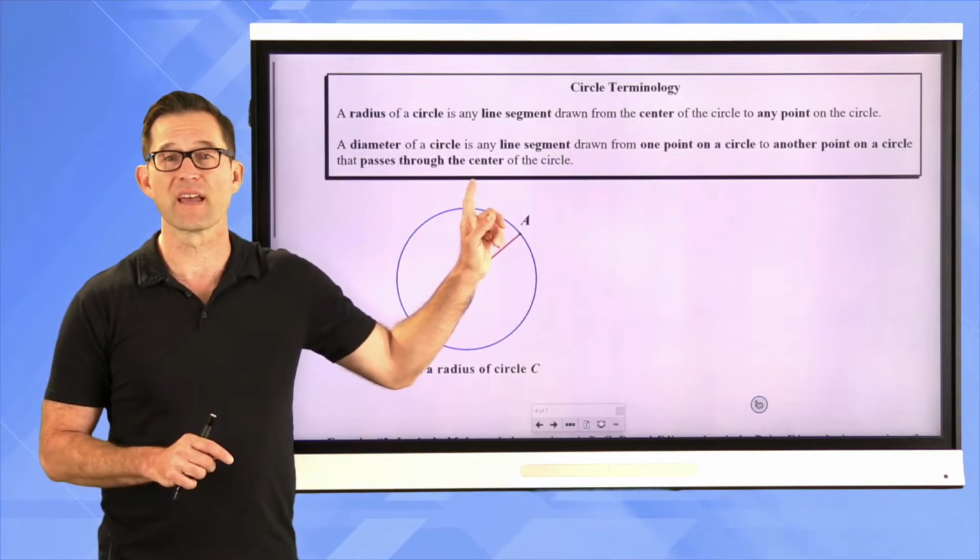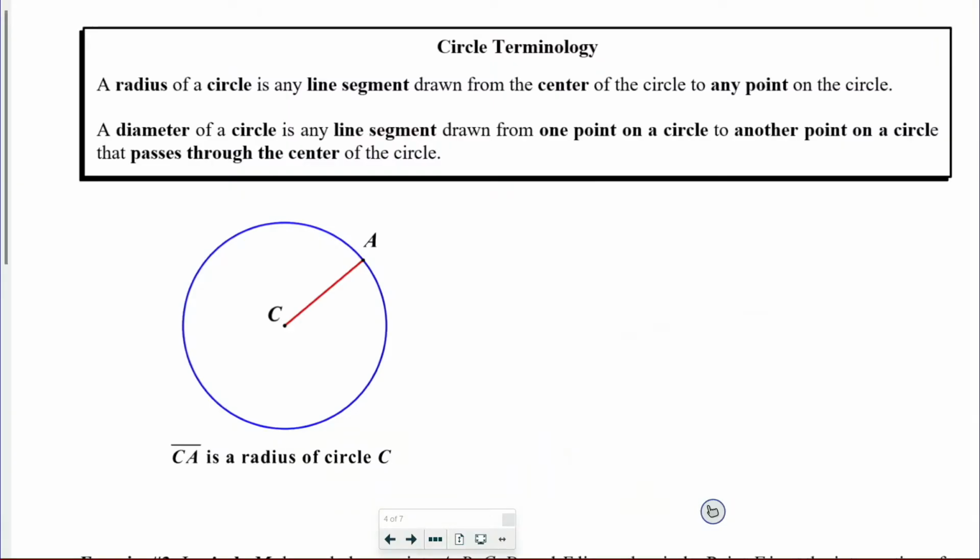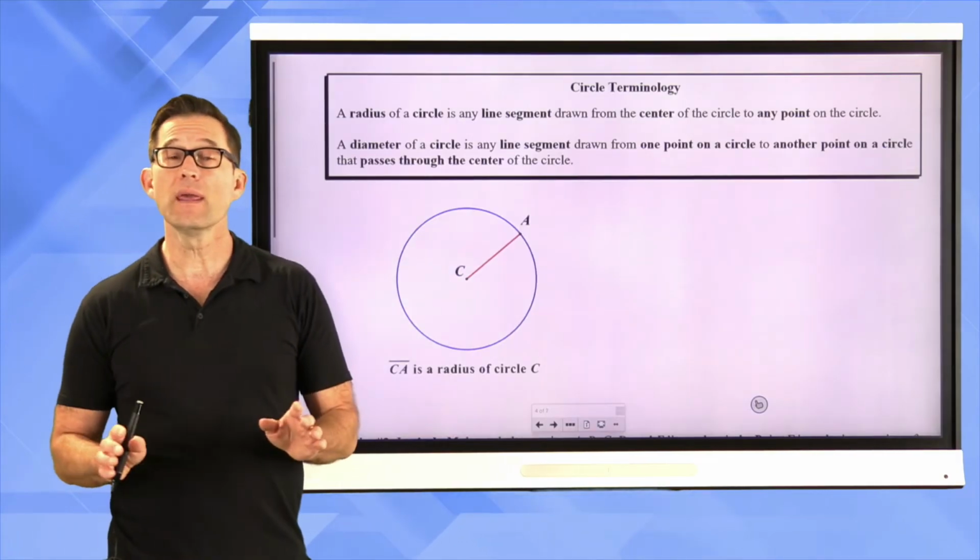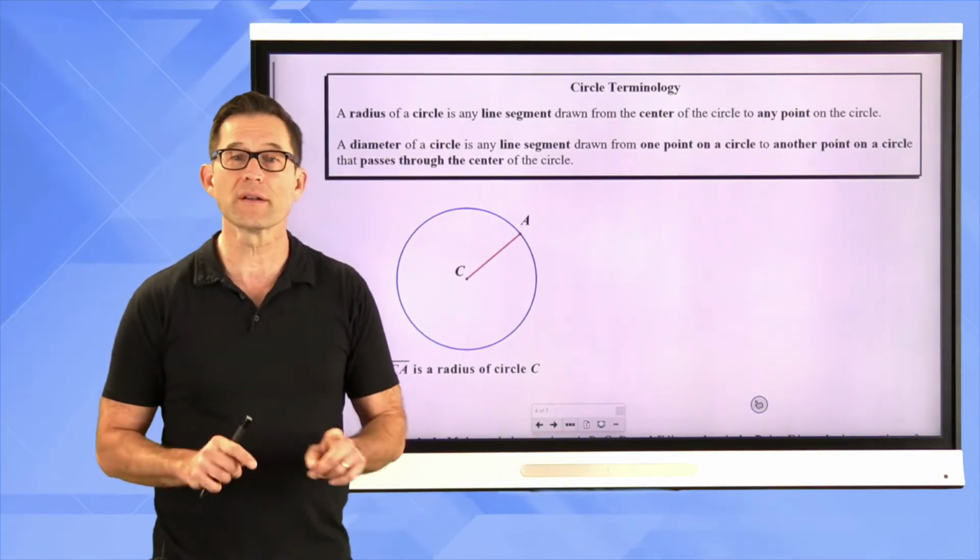All right, let's talk about this second piece. A diameter of a circle is any line segment drawn from one point on a circle to another point on a circle that passes through its center. Okay, that's key.